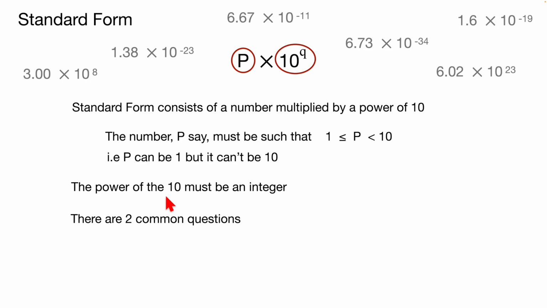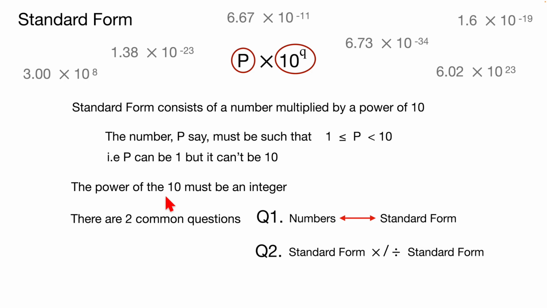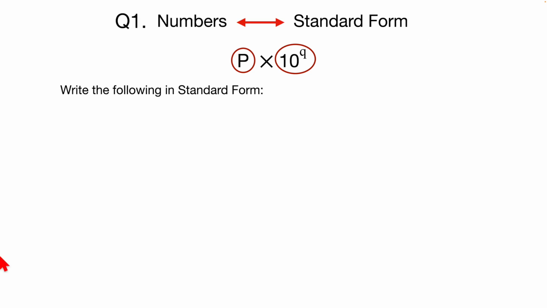There are two common questions. One, numbers to standard form and standard form to numbers. So that's a relatively easy one, one mark for that. This is a harder one, 2 or 3 marks for this little gem: standard form multiplying or dividing by another standard form number. This was 90% of the questions you'll get. So let's do it. Numbers into standard form.